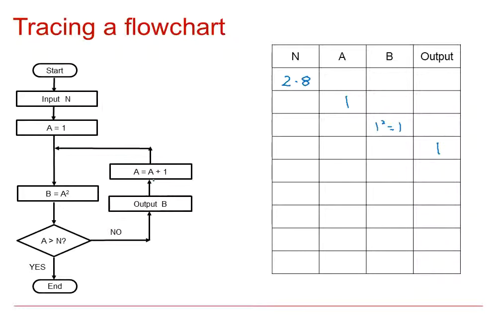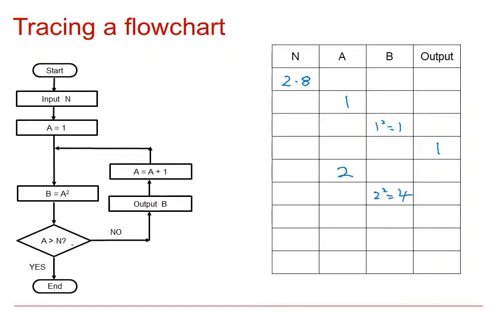Then we go to the next instruction, which is a becomes a plus 1. So although it looks like algebra, we need to read this as a, the new a becomes the old a plus 1. So a becomes 1 add 1, which is 2. Then we follow the arrows. B becomes a squared. So b becomes 4.